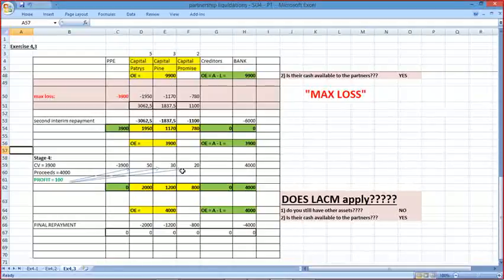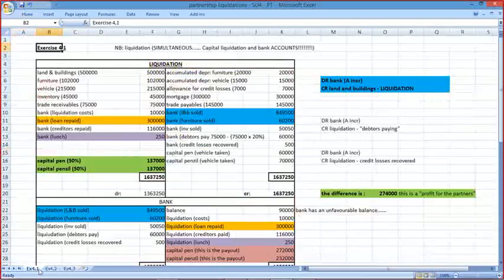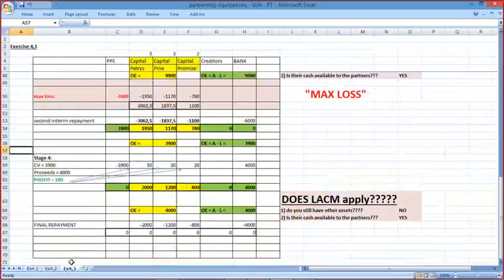Beautiful. Will you just send me these workings, please? Of course, I will send the workings because now we've completed Study Unit 4. We've done exercise 4.1. We've done 4.2. And now tonight we've completed 4.3 as well.